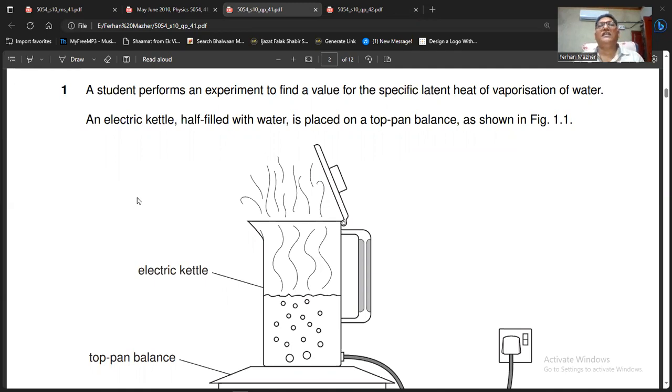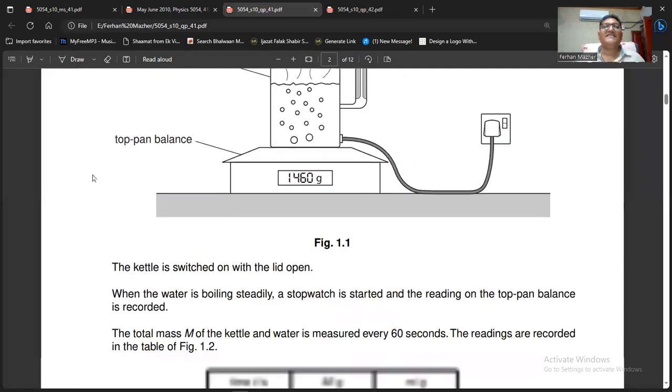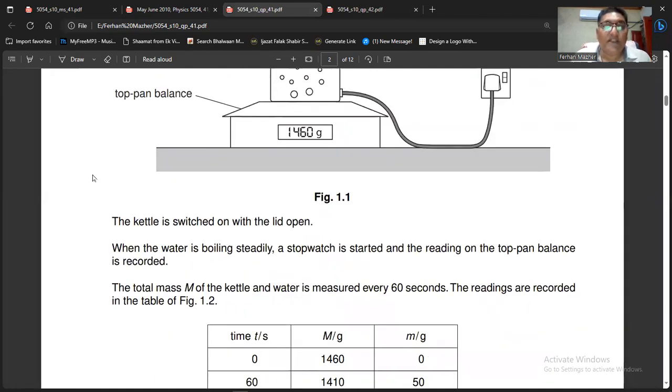An electric kettle, half filled with the water, is placed on a top pan balance as shown in the figure. So here we have an electric kettle, which is connected with electricity, and the water is boiling. And this is placed on a top pan balance, it's electronic balance, and it is telling you what is the mass of this whole thing. Okay, then he says the kettle is switched on with the lid open. When the water is boiling steadily, a stopwatch is started and the reading on the top pan balance is recorded.